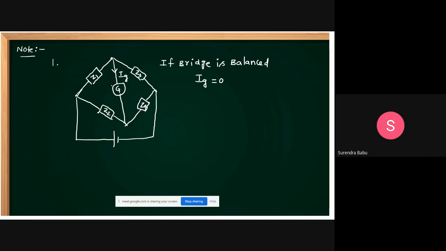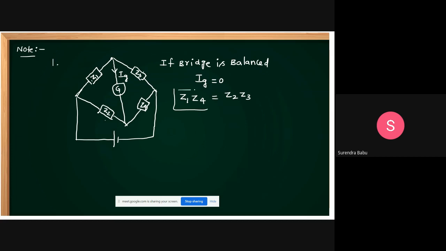Then IC equal to 0. Then the condition is that the product of opposite resistances, or the product of opposite impedances, are equal. That is Z1 into Z4. Directly you can apply this one. Z1 into Z4 equal to Z2 into Z3.